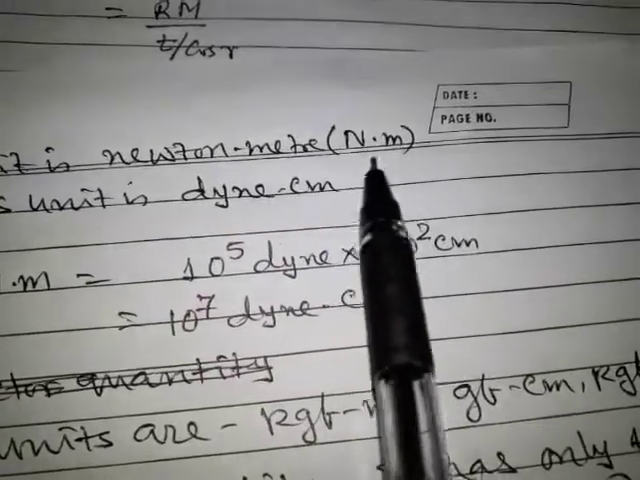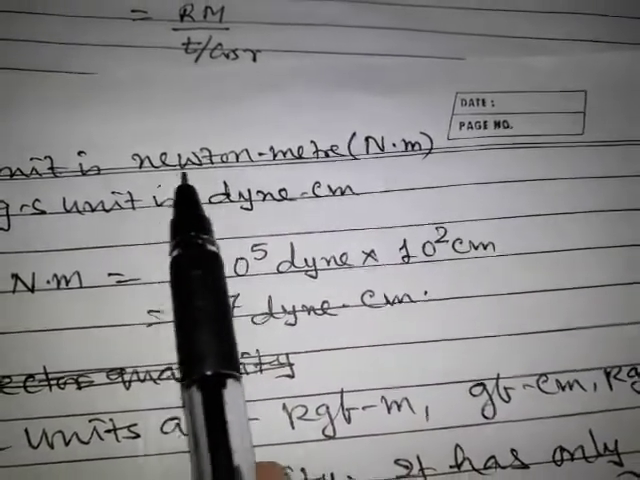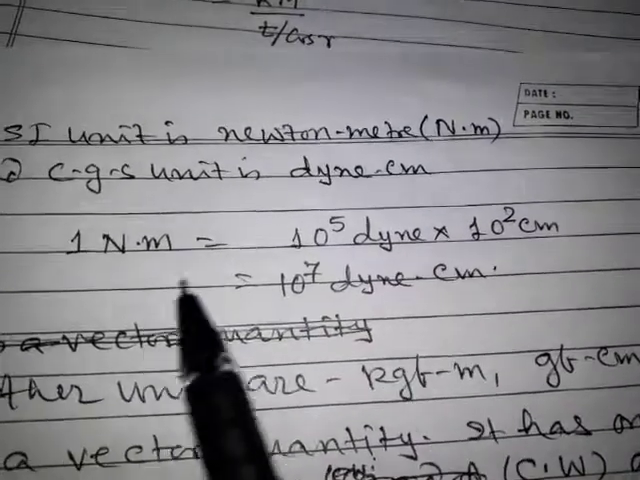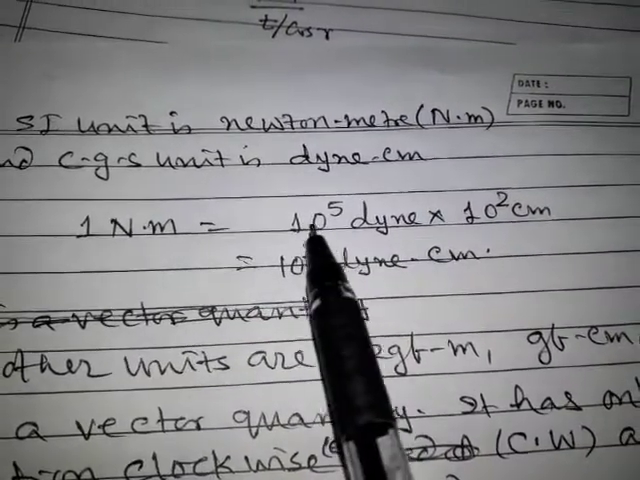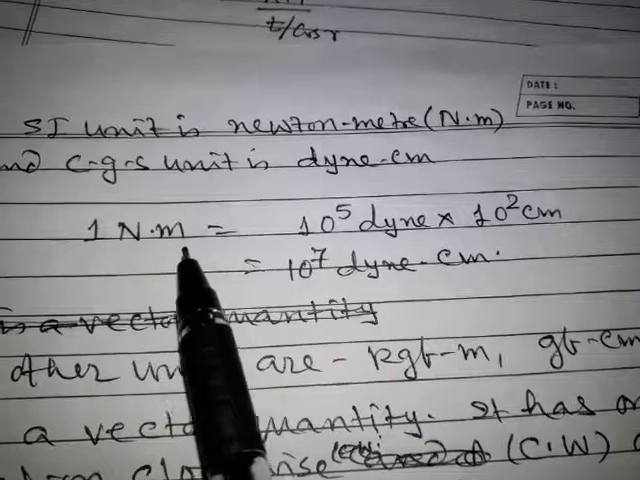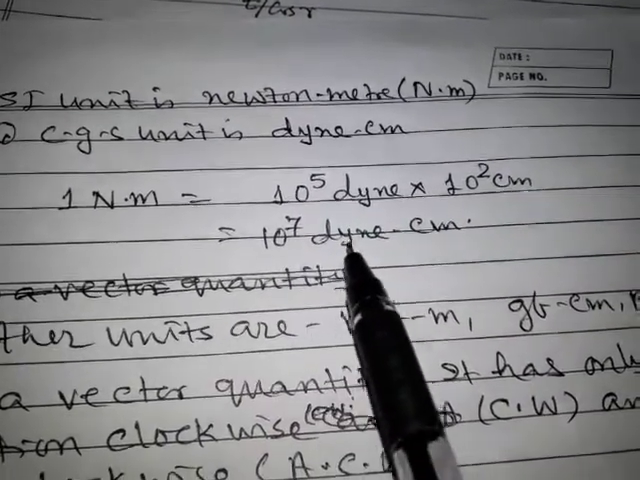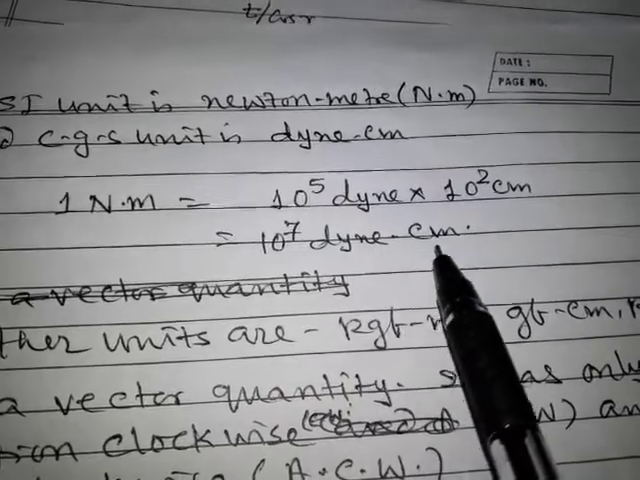So SI unit is Newton meter, the symbol will be Nm. If you are writing in full, then small n, newton meter like this, and dyne centimeter. As we know, 1 Newton is 10^5 dyne, 1 meter is 100 centimeter. So 1 Newton meter will become 10^7 dyne centimeter.